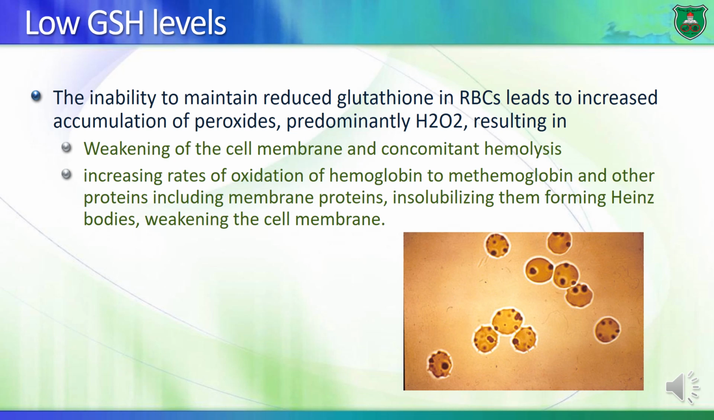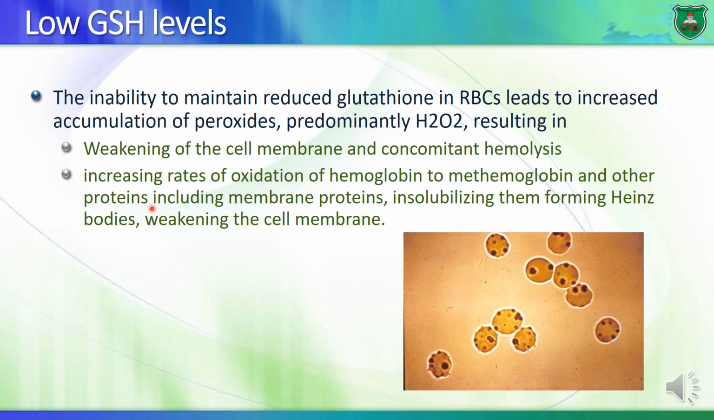What if you have low glutathione levels in cells like erythrocytes? Well, what happens is that there would be high levels of hydrogen peroxide in cells. That would cause weakening of the cell membrane and hemolysis of red blood cells. So the membrane would be compromised because hydrogen peroxide would start to oxidize fatty acids in the plasma membrane.